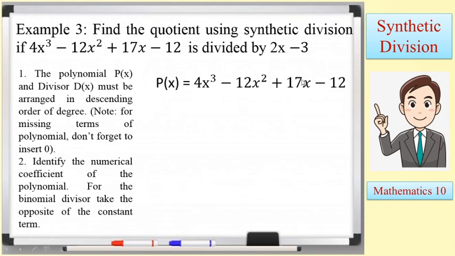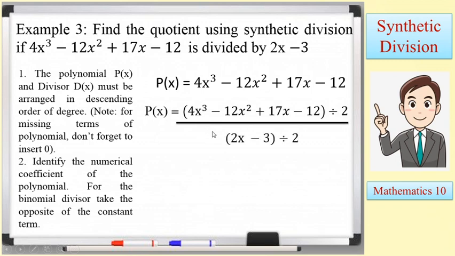of degree. So we have 4x cubed minus 12x squared plus 17x minus 12. Okay, since wala naman tayong missing term, kasi kung i-observe ninyo yung ating degree, we have 3, 2, 1, and 0. Kompleto yung ating term sa polynomials. Okay? Since ang divisor natin is in the form of ax minus c, therefore, kinakailangan nating i-divide yung ating polynomial by 2 at ganun din yung ating divisor.